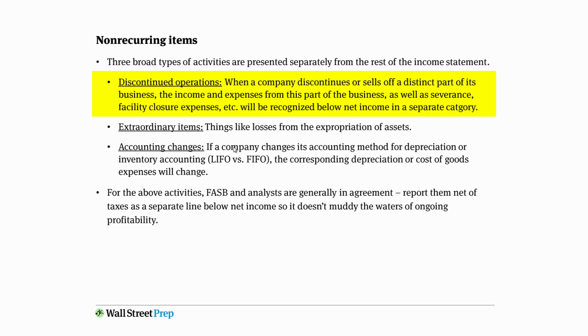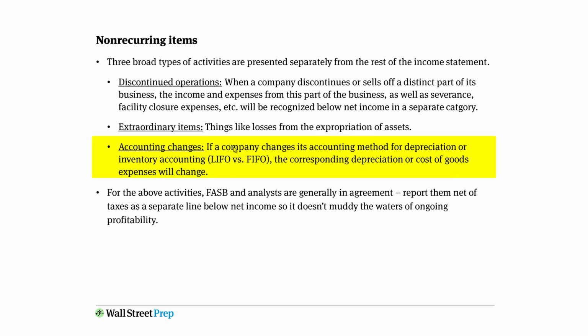And that's the same from a GAAP presentation as well as from an analyst presentation. The discontinued operations are generally treated separately from the income statement, causing no problems for us in terms of analyzing earnings per share or profitability or things like that. Same goes for extraordinary items. These are things like losses from the expropriation of assets or accounting changes. So for example, if a company changes its accounting method for depreciation or inventory accounting, let's say they switch from LIFO to FIFO, the corresponding expenses on the income statement would change.